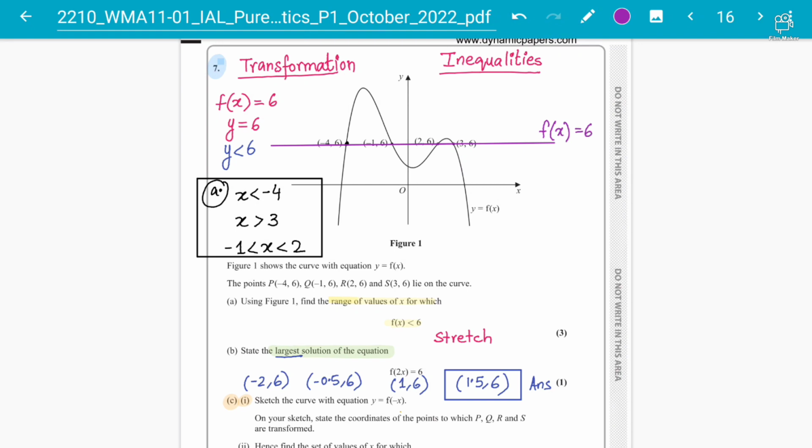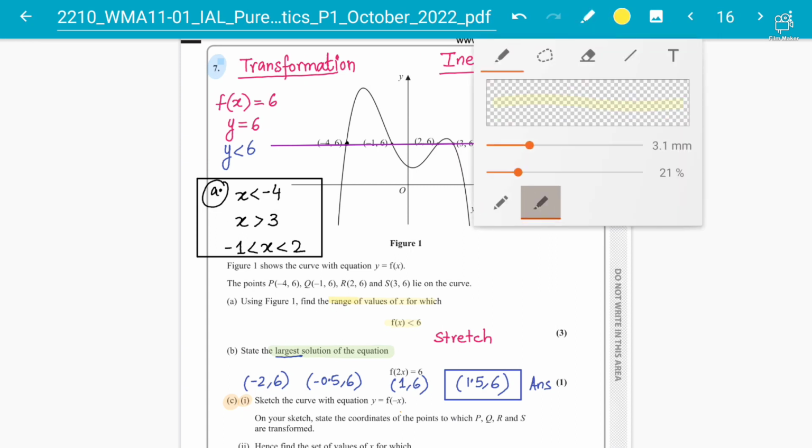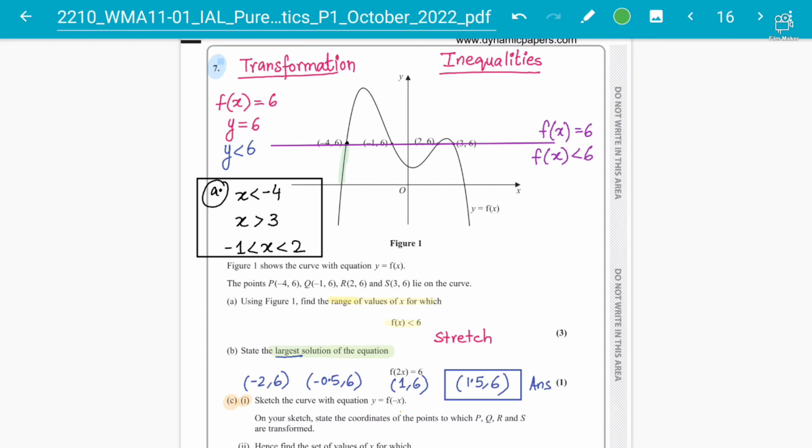So y equals 6, and the examiner is asking for the range of values for which f(x) is less than 6. A lot of questions in recent papers are coming on this. We derived with the highlighter that x is less than -4, as you can see in the first part. Then x is greater than 3 as well, because 3 was coming here. And then between -1 and 2, the x values are lying for f(x) less than 6. Hope everyone got this part.